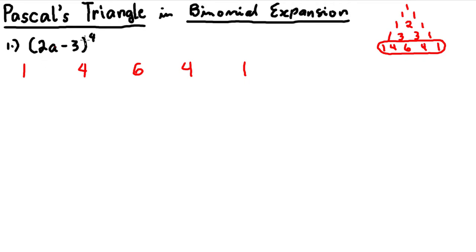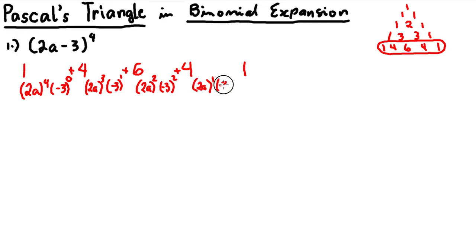and then we're going to start with our x all raised to 4, and our y all raised to 0, and then we're going to increase the y and decrease the x. In this manner, we have 2a all raised to 4, and our 3 we're going to take as negative 3, raised to 0. Plus we have 2a raised to 3 times negative 3 raised to positive 1, plus 2a raised to 2, or squared, and then negative 3 squared as well, plus 2a raised to 1, negative 3 raised to 3, plus 2a raised to 0 times negative 3 raised to 4.